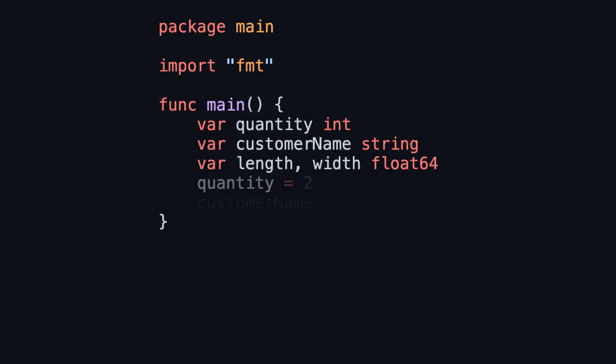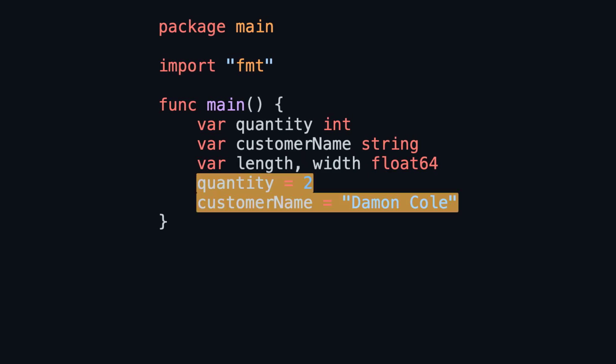With our variables declared, it's time to assign values to them. In this step, we set quantity to 2 and customerName to Damon Cole. This assignment stores specific data in our variables, making them ready for use in operations or output.